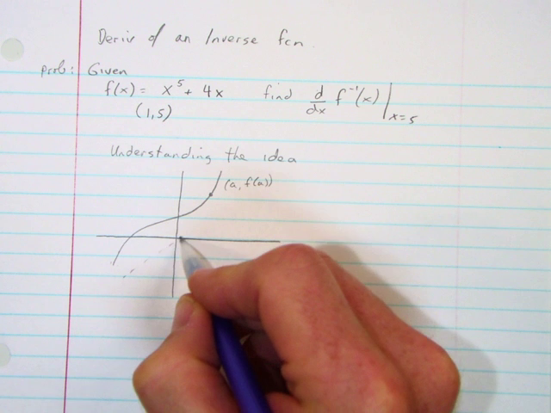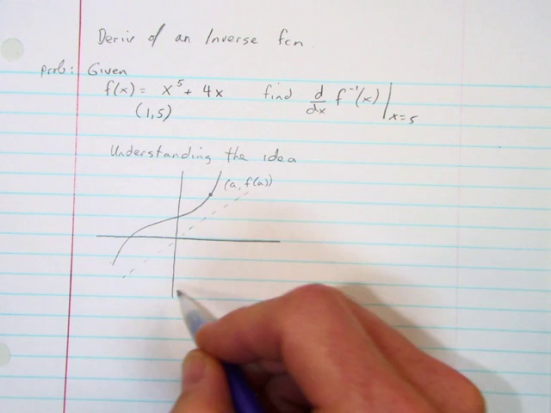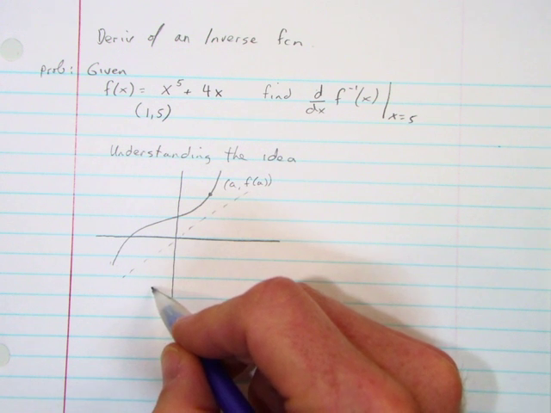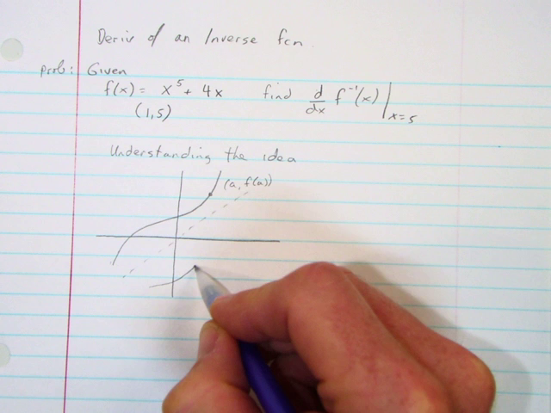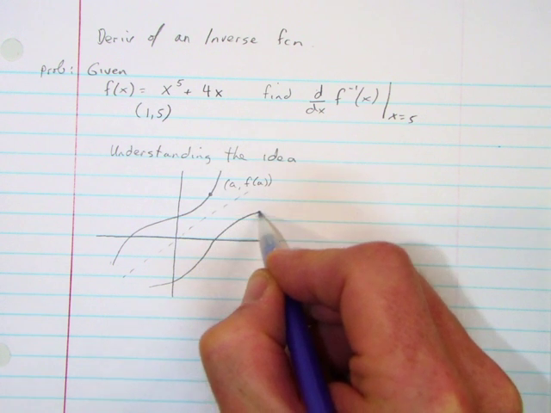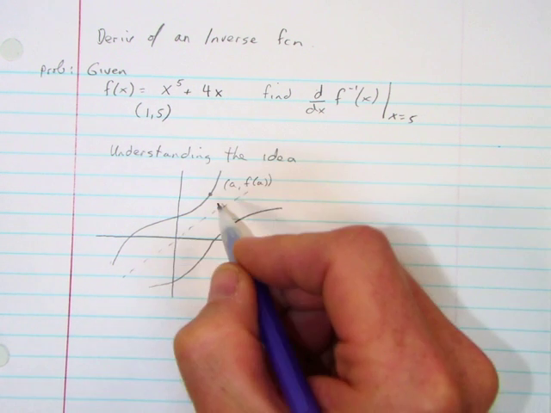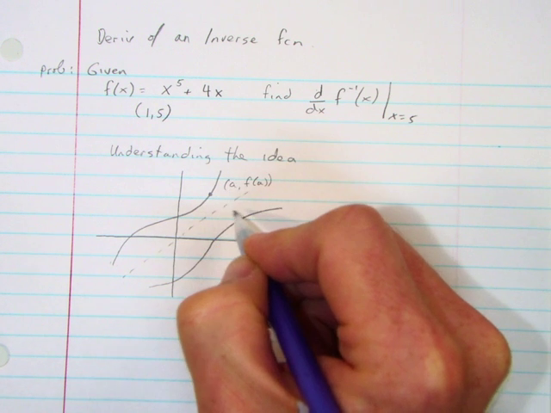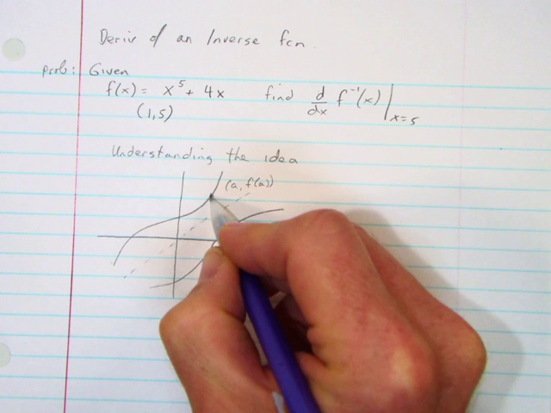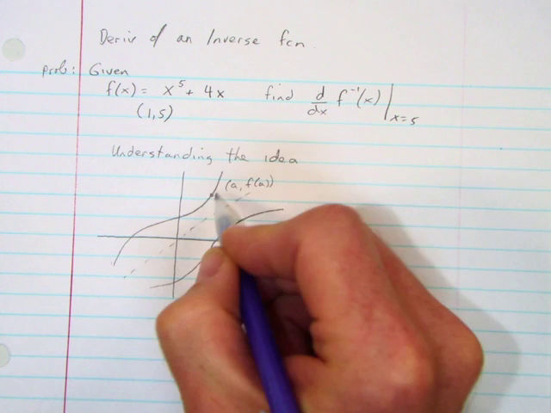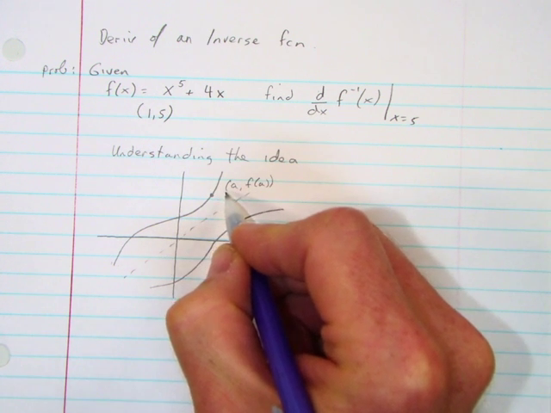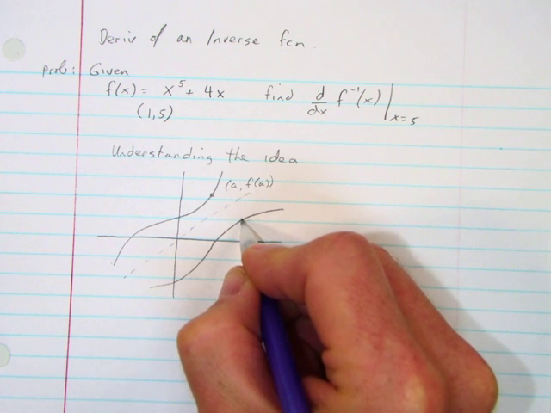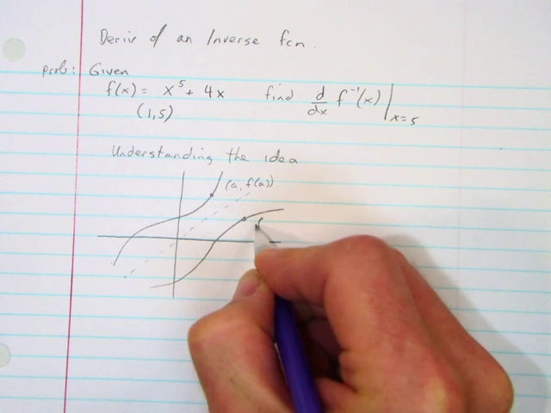An inverse is going to be a reflection about the line y equals x. So it's looking something like that. If I want to find the derivative of the inverse of this function at a given point, if a comma f of a is on the graph, then f of a comma a is on the graph of the inverse.